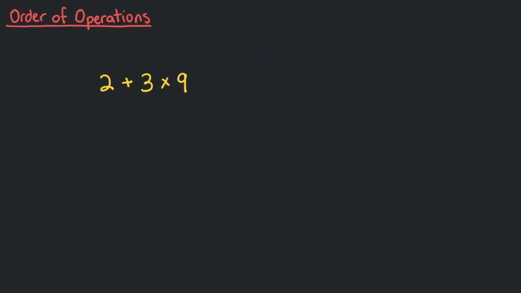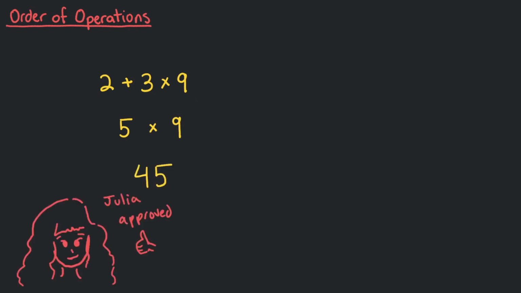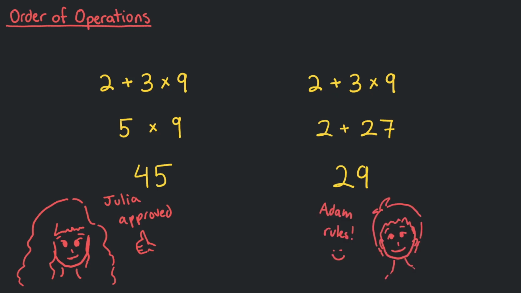Julia says that she just solved the problem from left to right, like the way which we read. 2 plus 3 is 5, and then she multiplied 5 by 9 to get an answer of 45. On the other hand, Adam multiplied 3 by 9 to get 27 first, and then added 2 and 27 together for an answer of 29. Both of these methods give us completely different answers with a difference of 16. That's a very large difference and could disrupt future calculations in data.